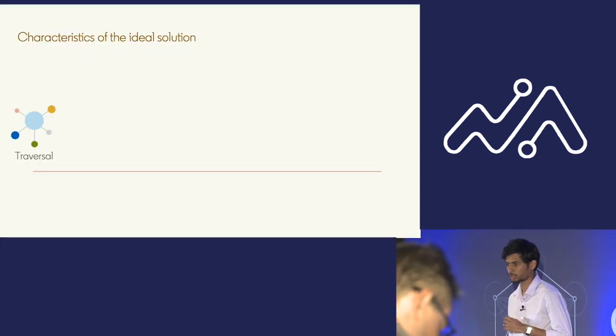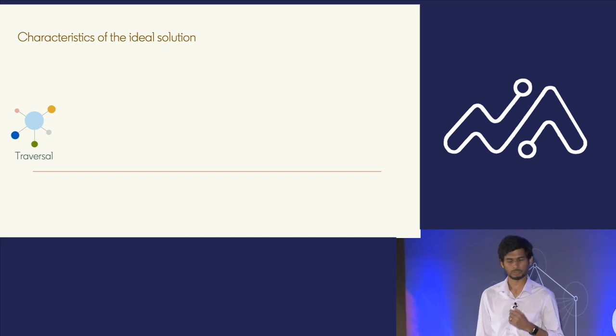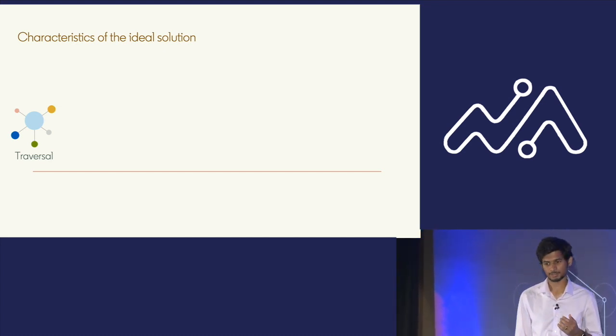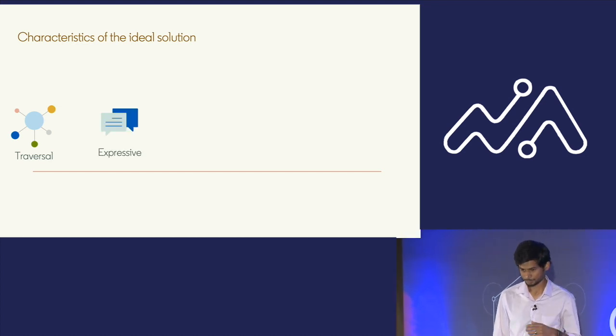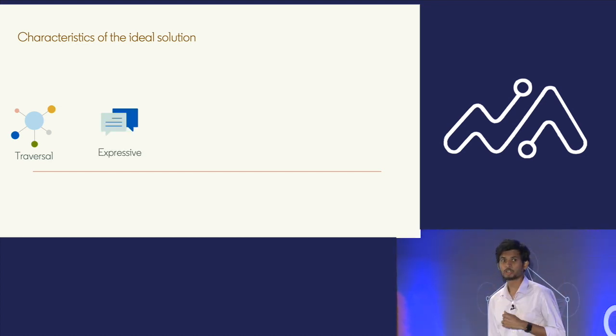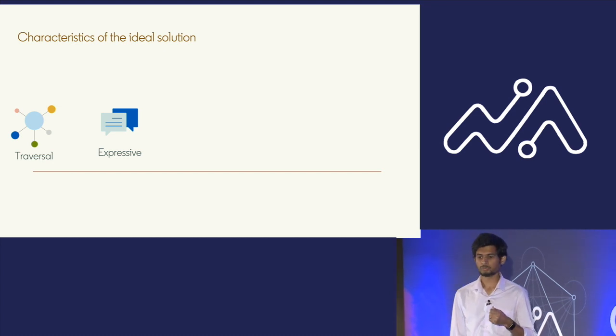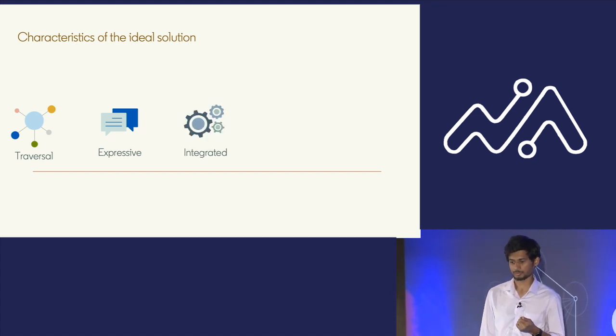So we went in search of what would be an ideal solution from where we are. The first thing we wanted was traversal as a first-class citizen. We have a graph. We want to traverse it. Second, we want it to be expressive. Writing procedural code, imperative code is really expressive. You can come up with an API for doing pretty much anything. So whatever solution we choose must retain that expressiveness.